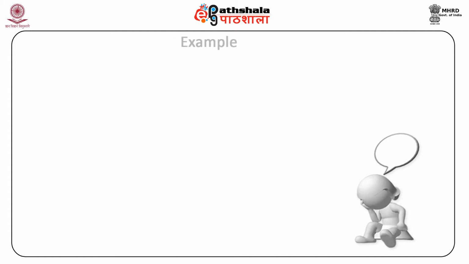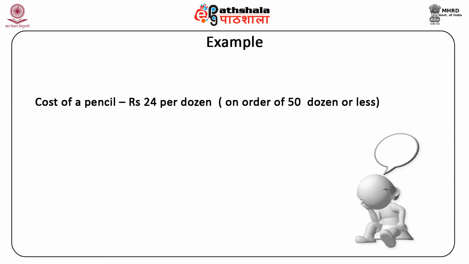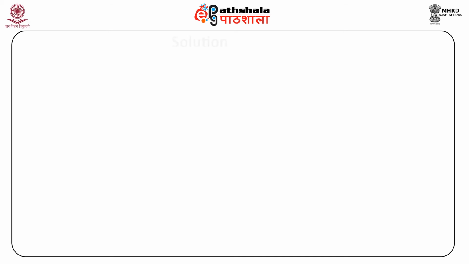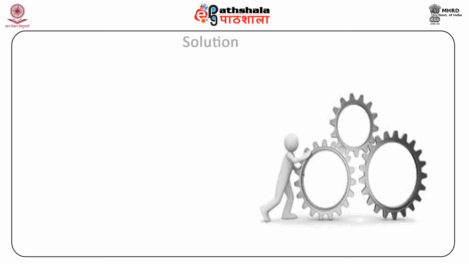Let us understand the economic applications now with some examples. To start with, we look at an example involving the first economic application, that is revenue maximization. Consider a wholesaler of pencils who charges rupees 24 per dozen on orders of 50 dozen or less. For orders in excess of 50 dozen, the price is reduced by 20 paise per dozen in excess of 50 dozen. We have to find the size of the order which maximizes his total revenue. Now let's take a look at the solution to this problem.